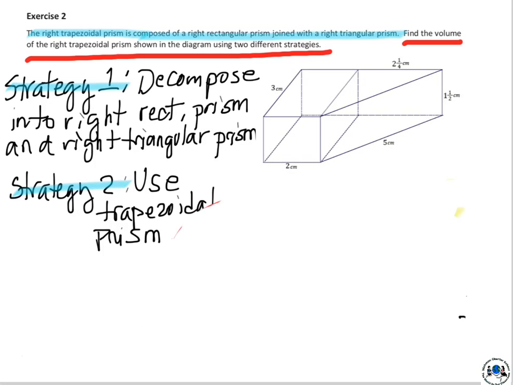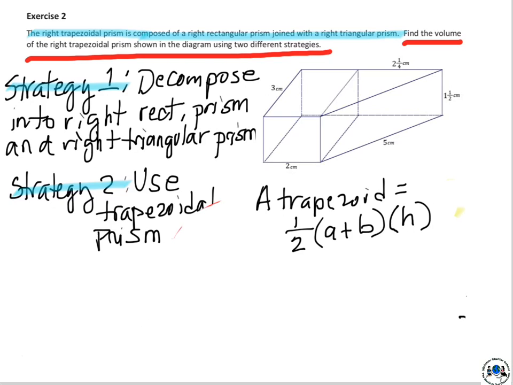Let's go ahead and look at strategy number two. Strategy number two says here the area of a trapezoid, if you remember, is 1/2 times (a plus b). And remember, this is a here, and this is b here. Remember, there are two different bases that we've been calling those. All right, and so there we go.